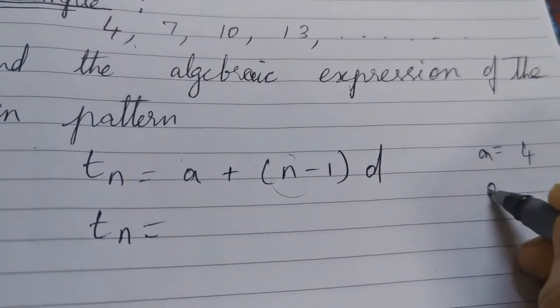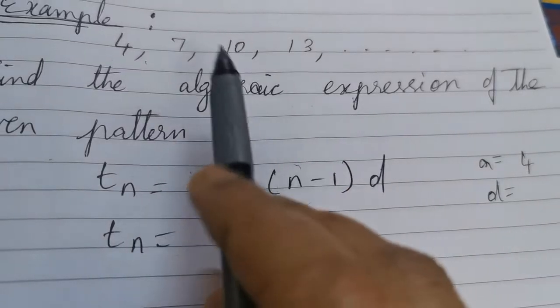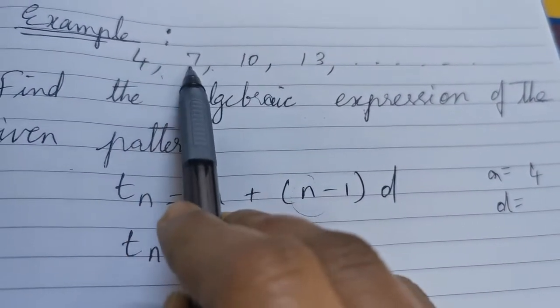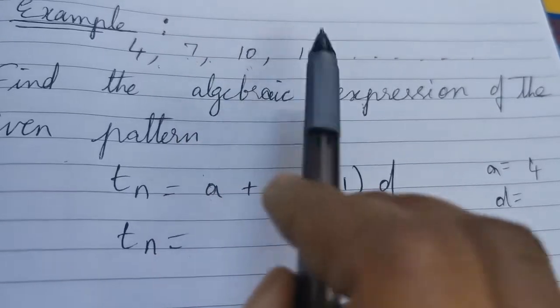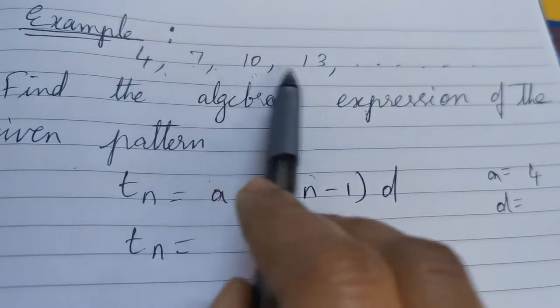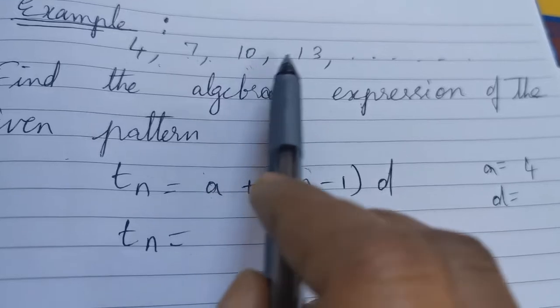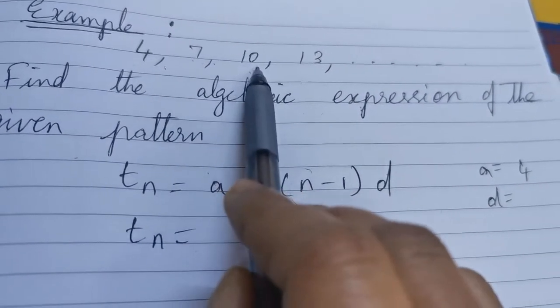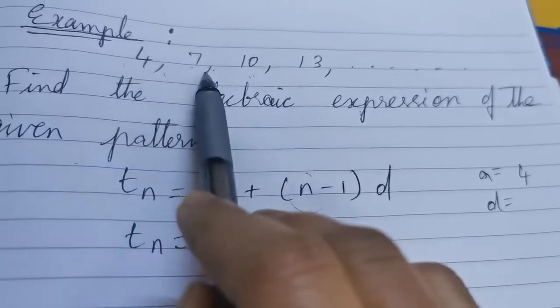And what is d? D is the difference between any two consecutive terms. Check whether it is a linear pattern. 4 plus 3 is 7, 7 plus 3 is 10, 10 plus 3 is 13. The difference is uniform, so it is a linear pattern. So what is the difference? 13 minus 10 is 3. 10 minus 7 is 3. 7 minus 4 is 3.